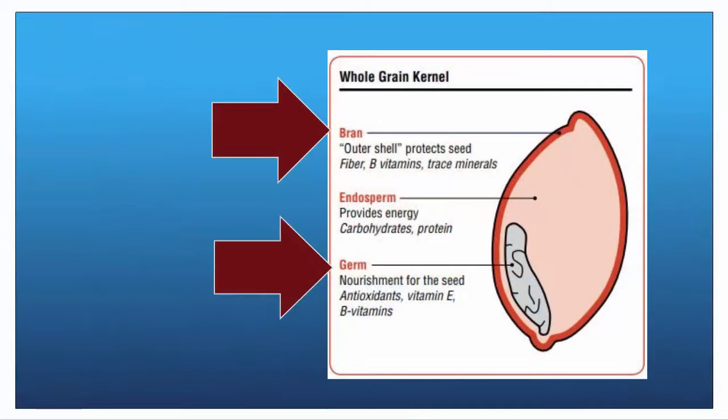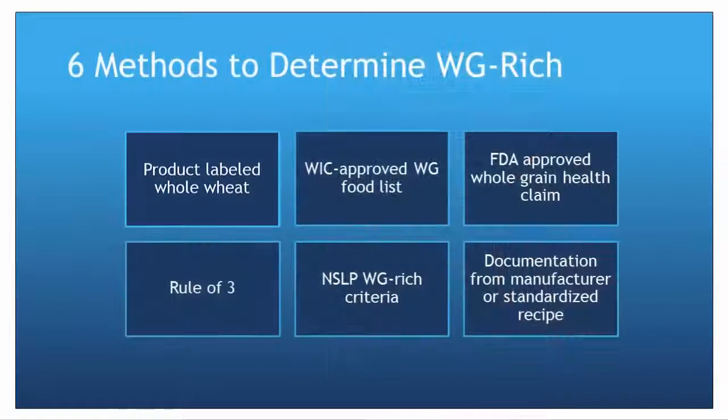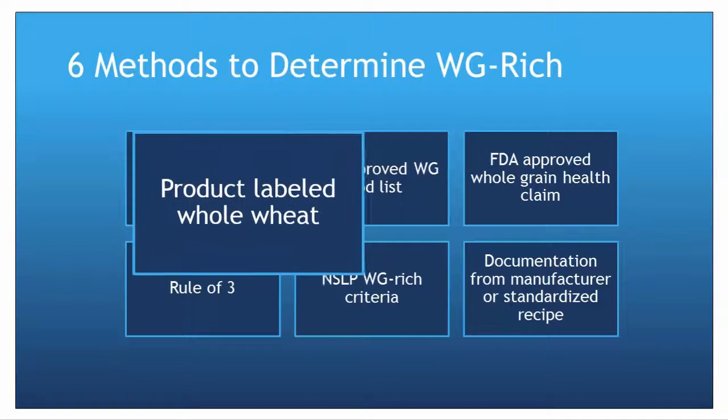Bran and germ are nutrient-rich parts of a whole grain kernel. They are not whole grains but can be ingredients in whole grain-rich foods. Any one of 6 different options may be used to identify if a food item is whole grain-rich. The 6 options are: the product label is labeled whole wheat and has a standard of identity issued by the Food and Drug Administration, or FDA.